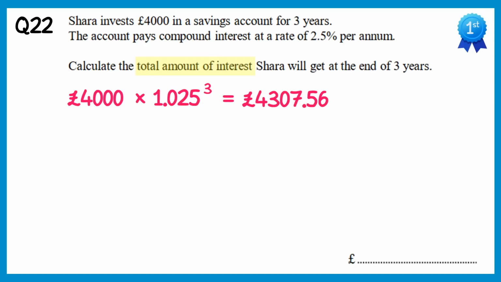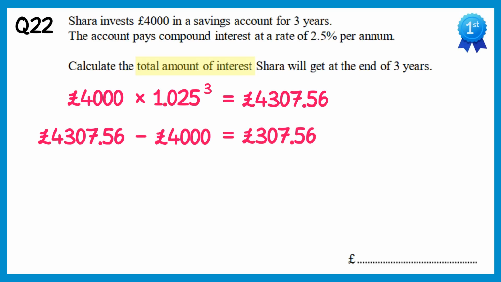We've been asked to work out the total amount of interest though. This is the amount of money gained. So if we started with £4,000 and now we've got this, we do £4,307.56, take away £4,000 to find the interest was £307.56.